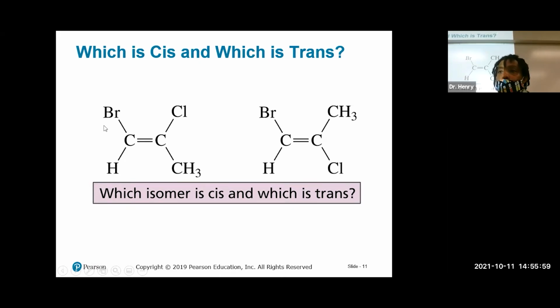Okay, so would this be Z or would this be E? The first one, Z. Both with the higher priority on the same side. So this guy would be a Z. Okay. And then this guy. Does that make sense? Okay, good.